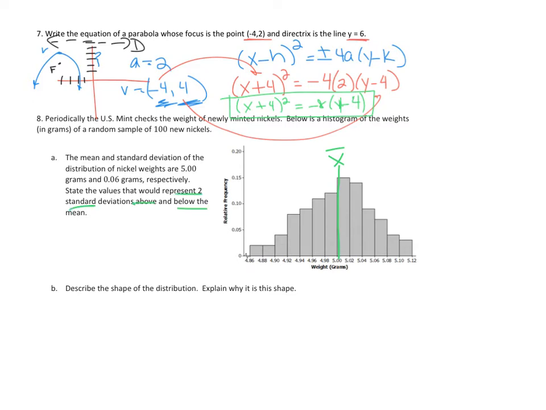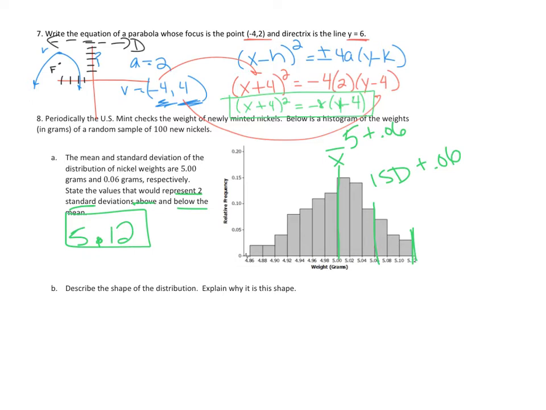To get the first standard deviation, all you would do is take 5 and add 0.06. That'd get you 5.06. So that's 1 standard deviation. If you add 0.06 to that, you'll get 5.12. So that's the first value. When you do 2 standard deviations above the mean, you're literally just adding the standard deviation twice. So it's 5 plus 0.06 plus 0.06 again.